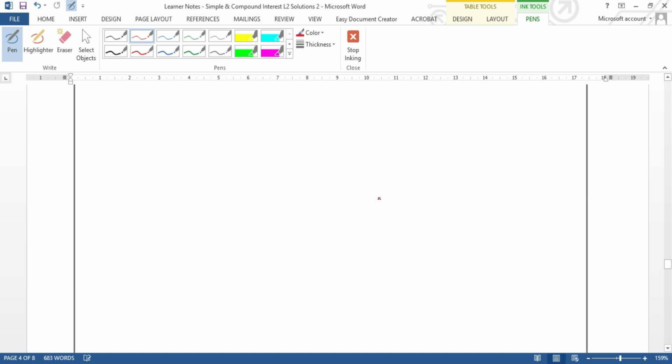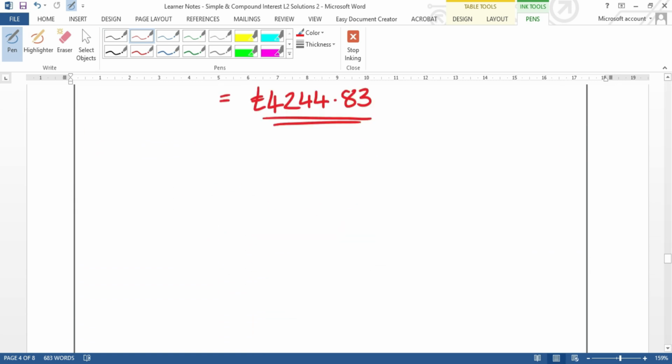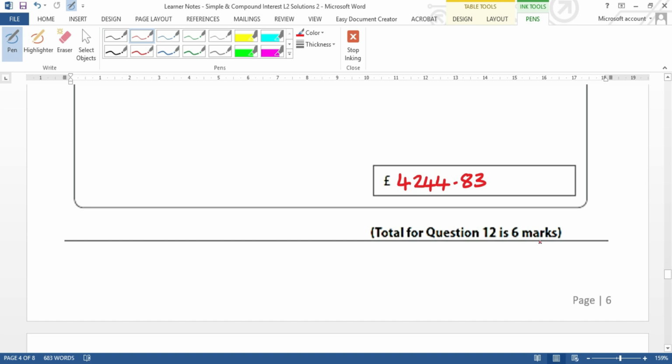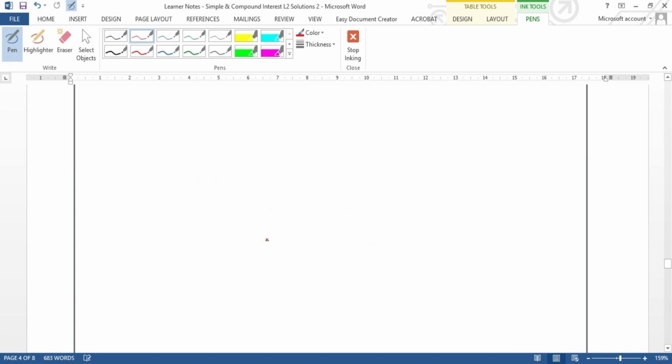Obviously this was a part B to a question. I didn't put part A, so this one is just worth 3 marks, so ignore what it says at the bottom here. Yep, hopefully you got the same answer. Let's have a look at the next one.